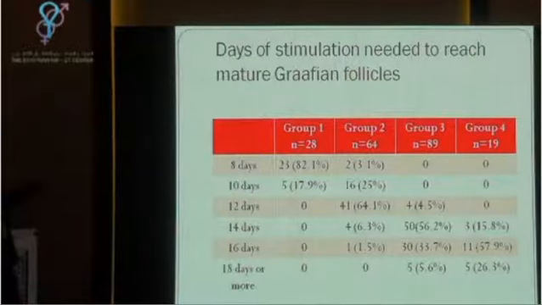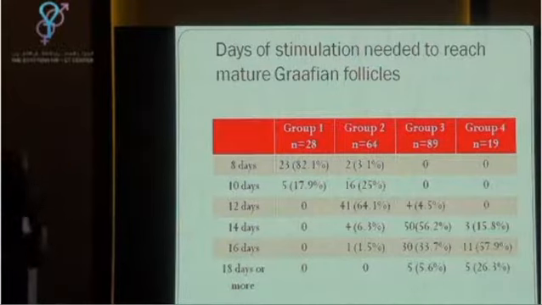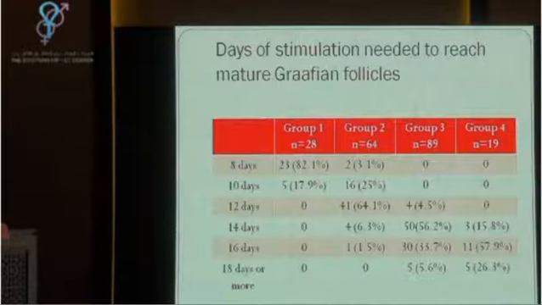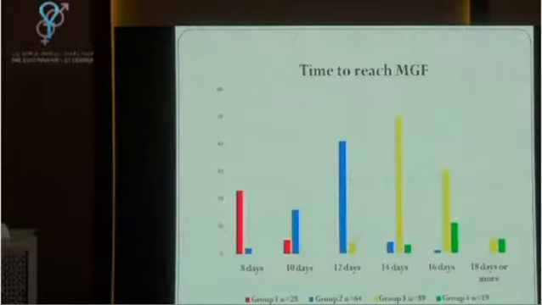After 12 days, nearly most of the second group were achieving mature Graafian follicles, and it's starting to appear in the third group that some patients are reaching the mature Graafian follicle. And by 16 days, most of the patients in group 4 reached the mature Graafian follicle, and they completed their course for maturity at 18 days or even more. Which is the same thing here.